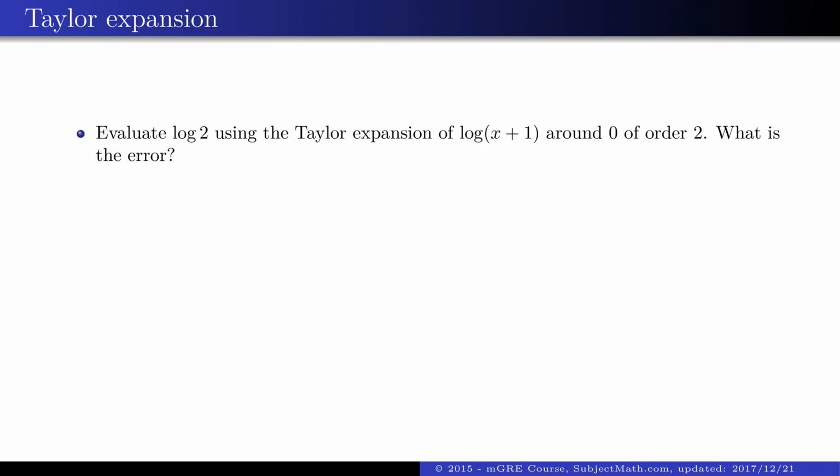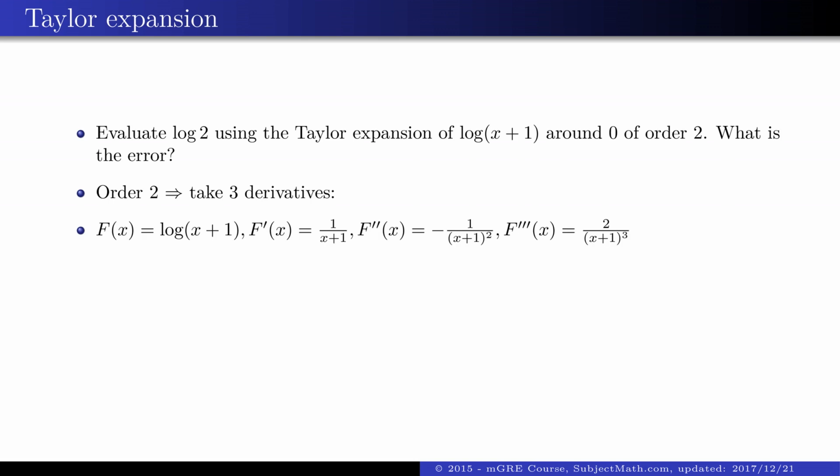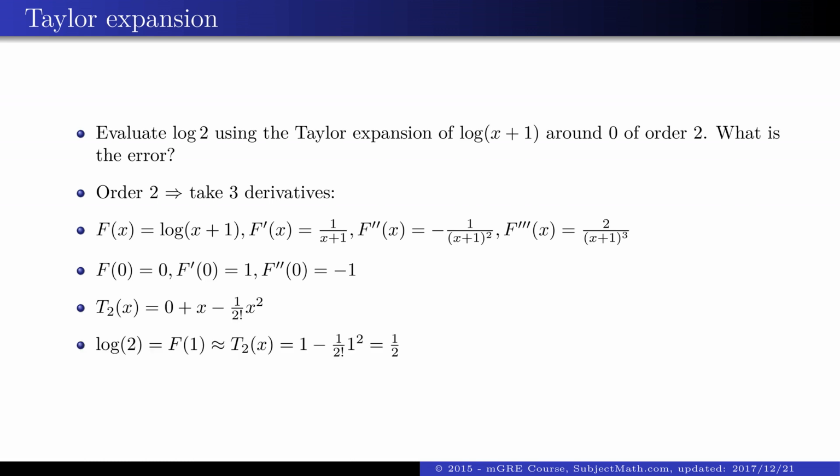Observe this problem. In order to solve this, we should always take the derivative of all the orders up to 1 plus the required order. The extra derivative is for the error later. These are the derivatives in this case. Now, we evaluate them and build the Taylor expansion of order 2. Plugging in 1 gives us the estimation for log 2.